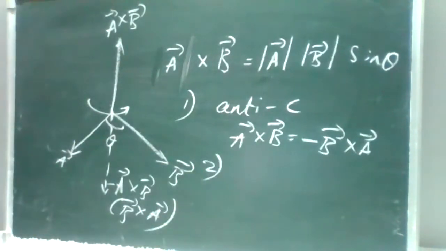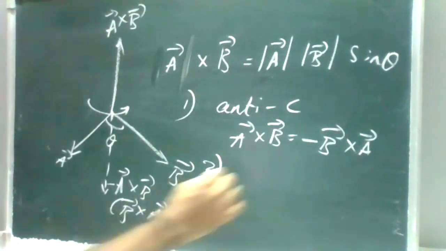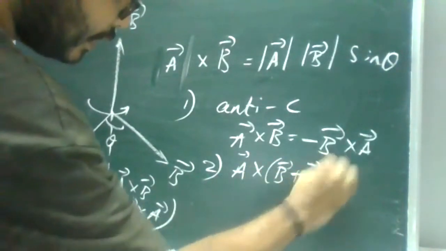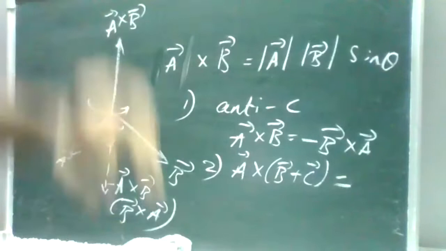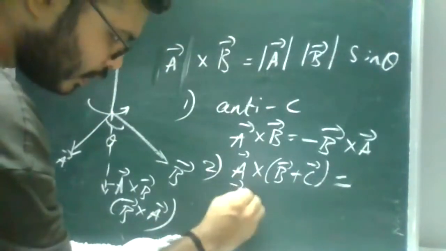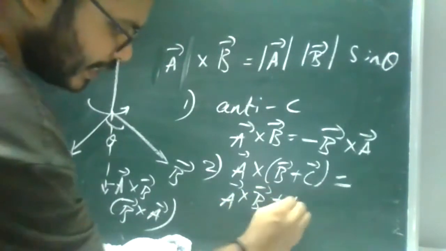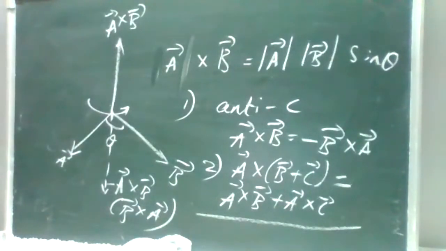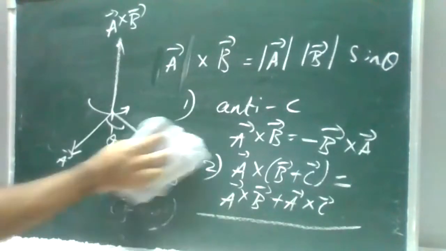Second point: distributive over addition. That is, A vector cross of B vector plus C vector is equal to A vector cross B vector plus A vector cross C vector. So it is your distributive property over addition.